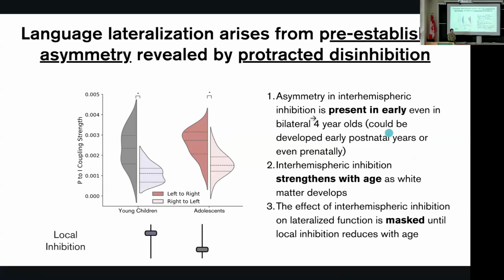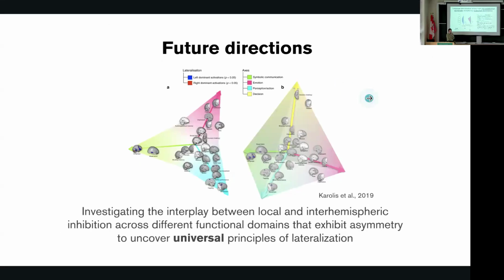And so the mechanism that we're proposing is that local inhibition is what allows the interhemispheric inhibition to drive laterality with age. And going back to this idea that lateralization is a principle of brain organization, and these mechanisms that seem to be appearing in many systems, this could be a potential way to find a unifying mechanism for how the brain organizes function. And thank you very much.